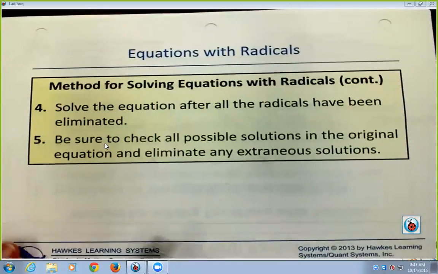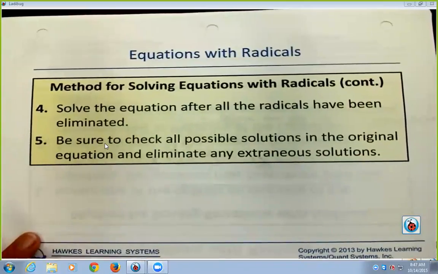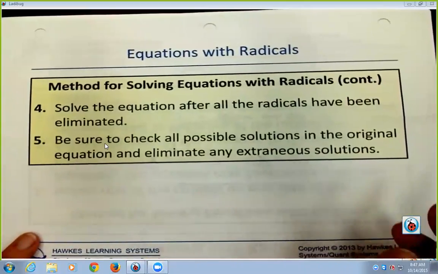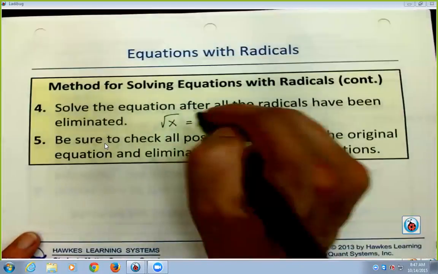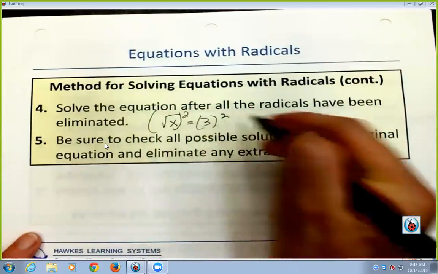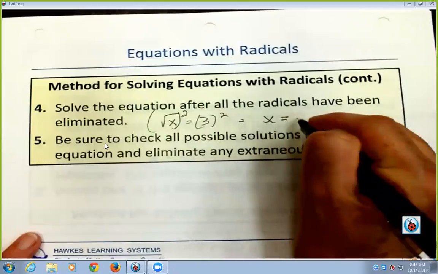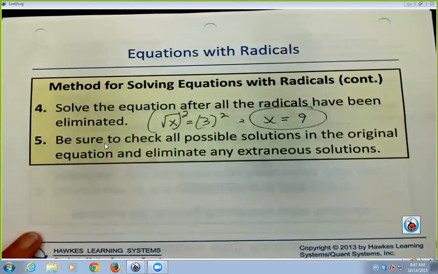And then finally, we need to solve the equation after all radicals have been eliminated. So if I was back to my square root of x and I got it to equal 3, I would square each side like it told me, which is going to give me x is equal to 9. So I would find out that 9 would be my answer.